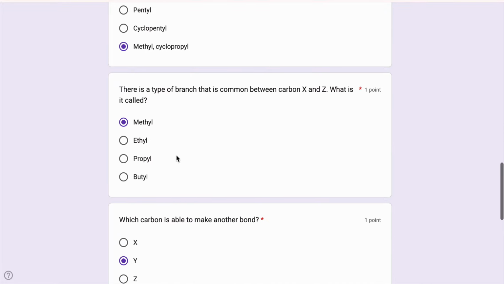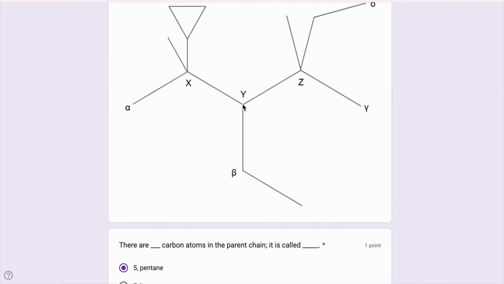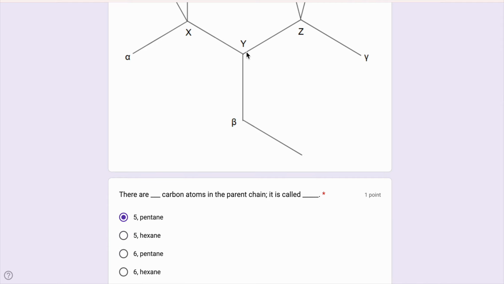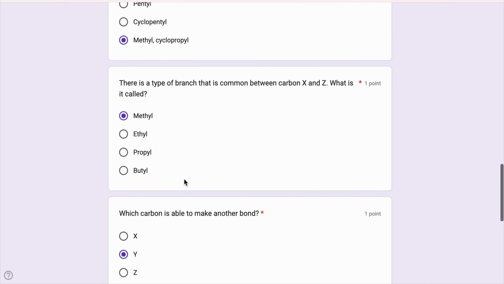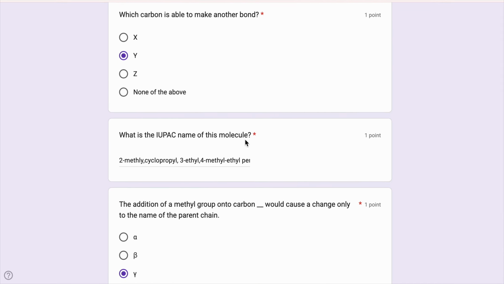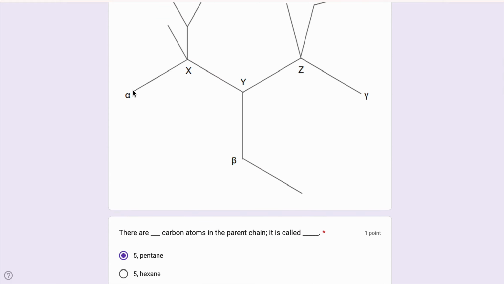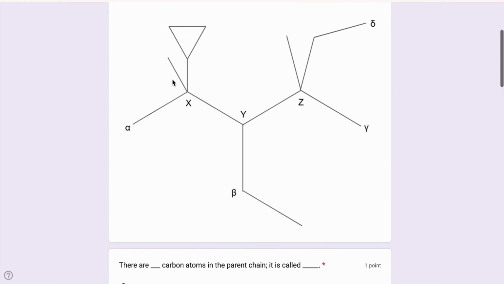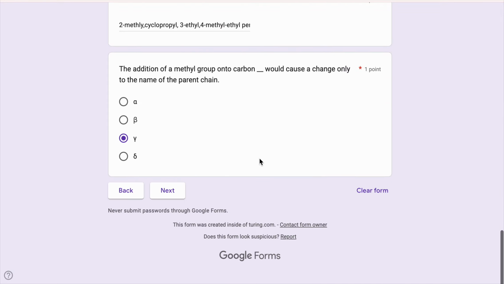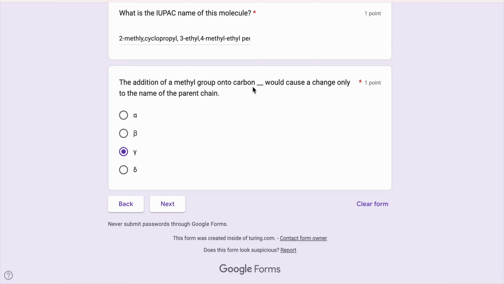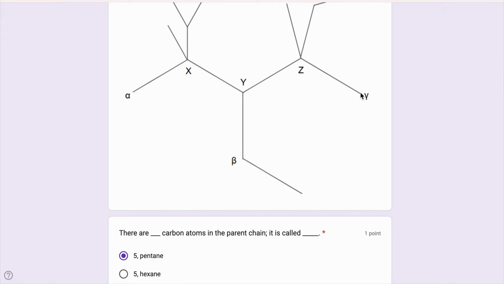Which carbon is able to make another bond? The carbon present at Y has 3 bonds and it can make one more bond. So the answer is Y. What is the IUPAC name of this molecule? Here first carbon, second at second place there are 2 groups attached, and at third place again there is 1 group, and at fourth place, and there are total 5. So pentane. The addition of a methyl group onto carbon dash would cause a change only to the name of the parent chain. That is why.